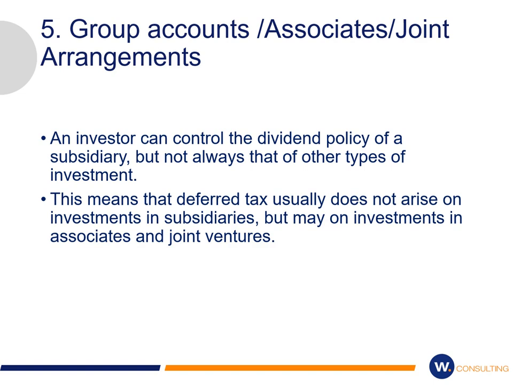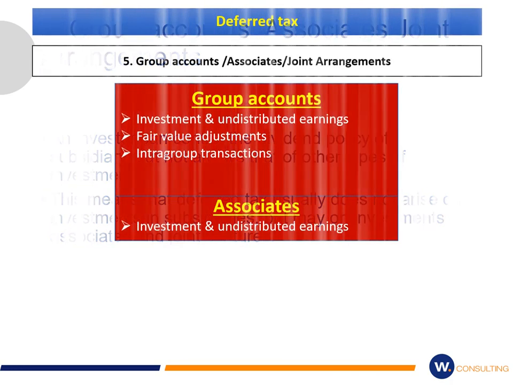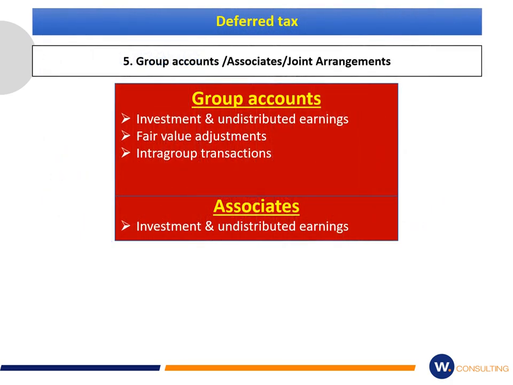This means that deferred tax usually does not arise on investment in subsidiaries, because we are saying that the exemption would be applicable, but it may arise on investments in associates. So in terms of group accounts for associates and joint arrangements, the differences arise from investment and undistributed earnings, fair value adjustments, and intra-group transactions. And for associates, it's investment and undistributed earnings.